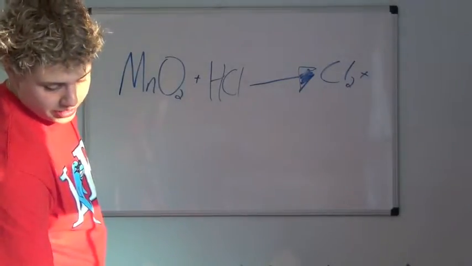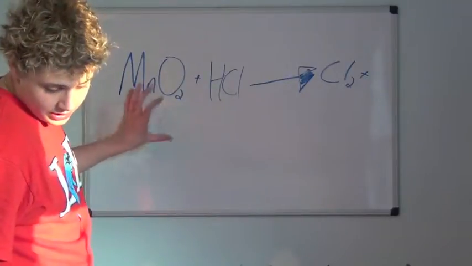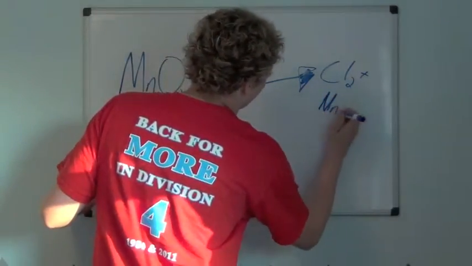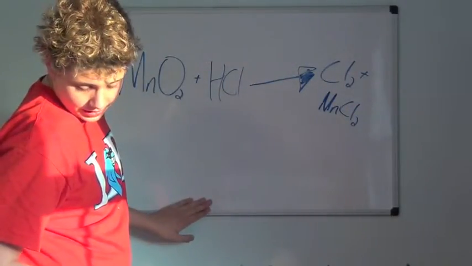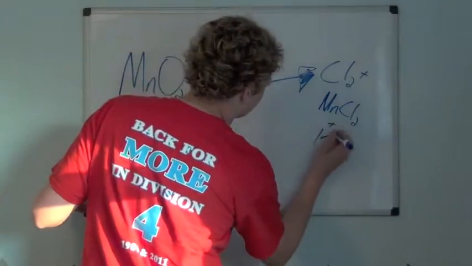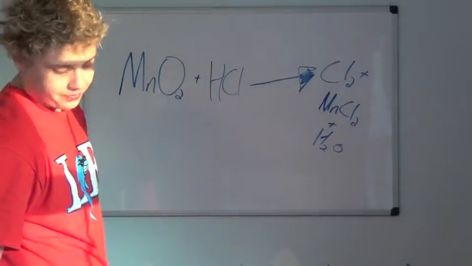So if chlorine is one of the products, then manganese chloride will have to be one of the products, and water will be one of the products. So plus MnCl2 and H2O. So our first step would be to balance the equation.